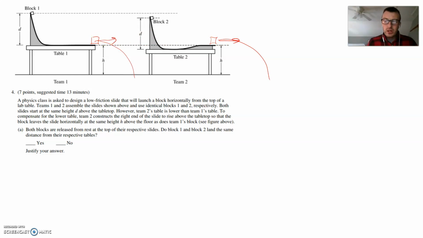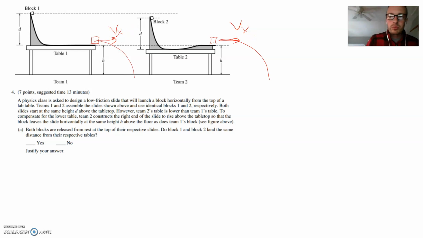Now, we know that since they both have the same height h as their initial y position of launch, they're both going to accelerate downward at the same rate due to the force of gravity. So what we're really asking here is, are they going to go the same distance from the table, or is one going to go further? Well, that's all going to come down to how much velocity they have.